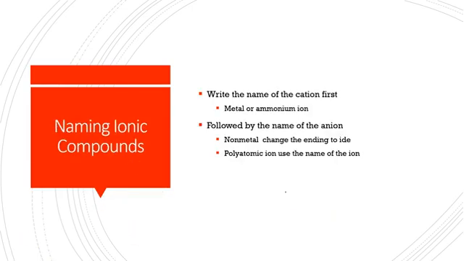So let's look at naming ionic compounds. The first thing that we're going to do is write the name of the cation first. All that is, it's the metal. It's what's positive. So we write what comes first. This is if we're given the symbols first.